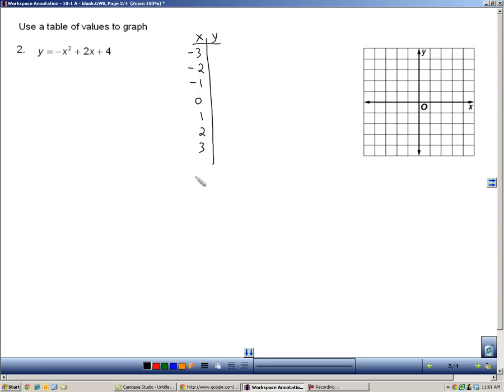Now for time's sake, I'm going to do all the work here and then just put the answers up on the screen. So you'll want to pause the video now, try to plug in these x values and look for a pattern, and then come back and play the video and see how you did.